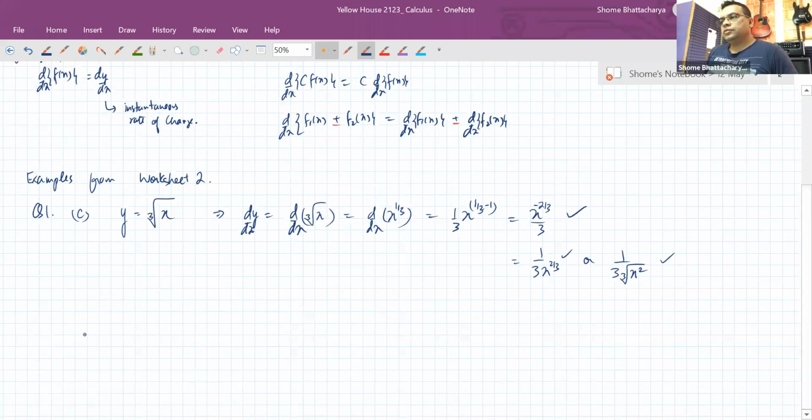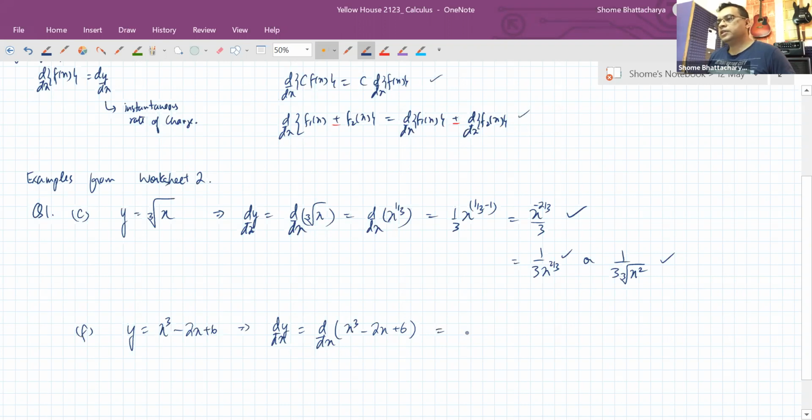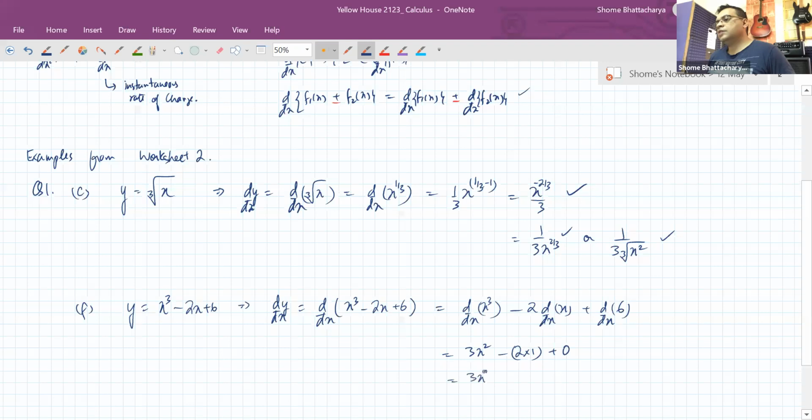Similarly, coming to the last part of this question, y was a cubic function. So here, when we express differentiation of y with respect to x, we substitute this cubic function. Now we can make use of the combination of these two properties and further express it as differentiation of x cube minus, taking the constant 2 outside, differentiation of x, plus differentiation of 6, but this is a constant, so that derivative will be 0. So this is 3x square by the x to the power n formula. Differentiation of x will be 1, and differentiation of the constant 6 will be 0. So finally the value becomes 3x square minus 2.